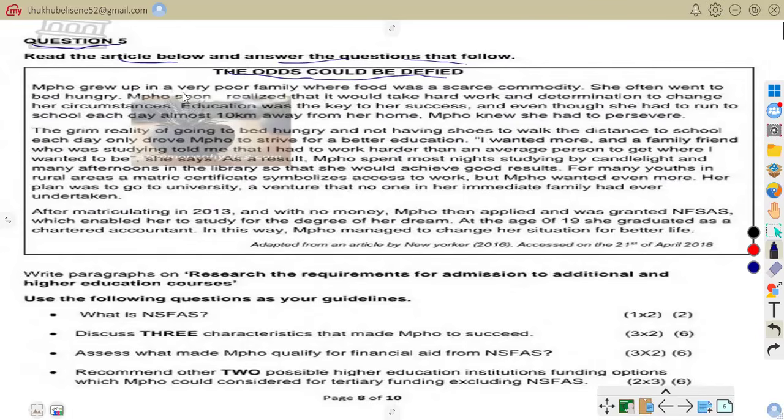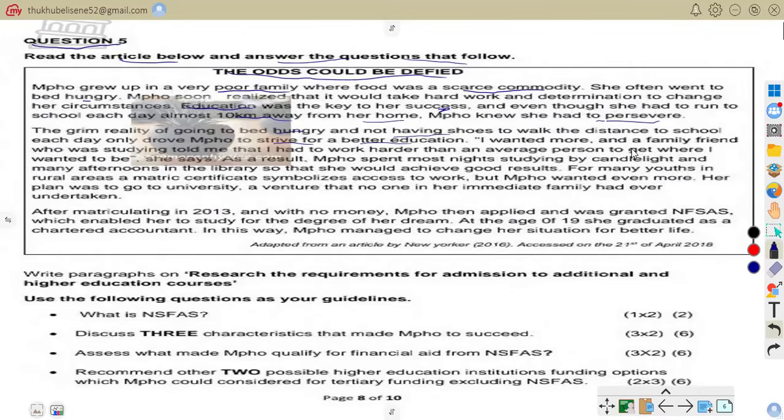As it says, Mpho grew up in a very poor family where food was a scarce commodity. She often went to bed hungry. Mpho soon realized that it would take hard work and determination to change her circumstances. Education was the key to her success. Even though she had to run to school each day, almost 10 kilometers away from her home, Mpho knew she had to persevere. The grim reality of going to bed hungry, not having shoes to walk the distance to school each day, only drove Mpho to strive for better education.